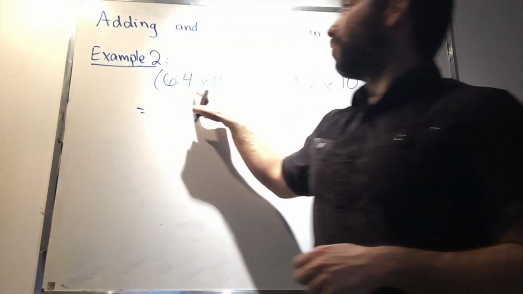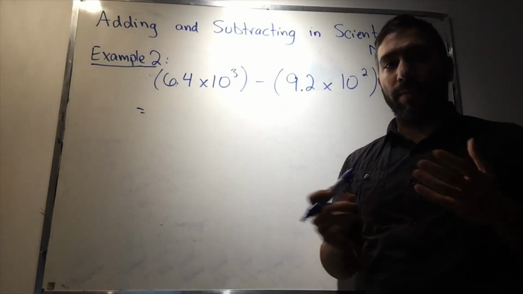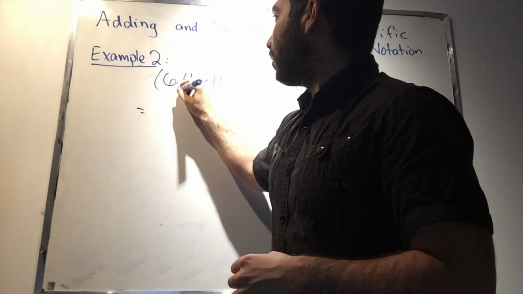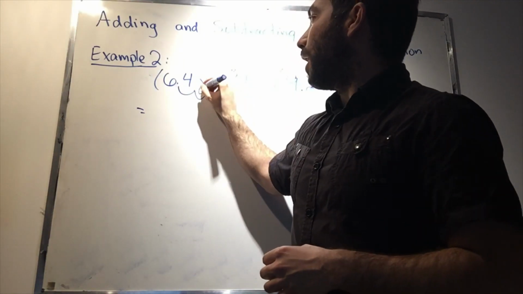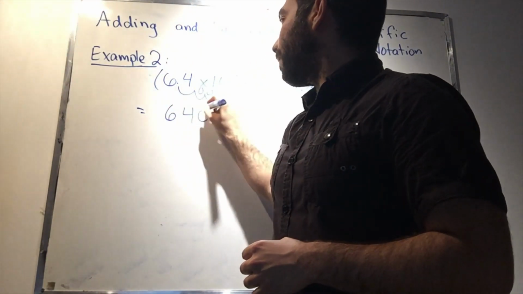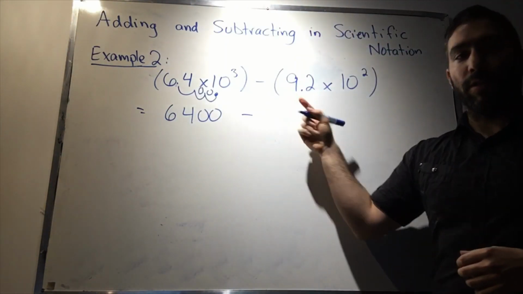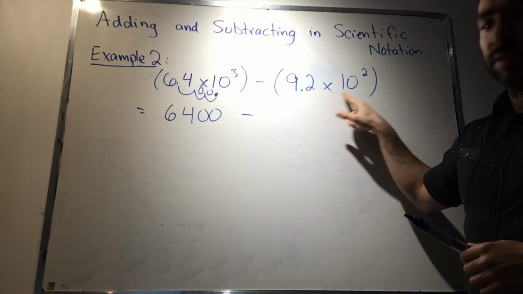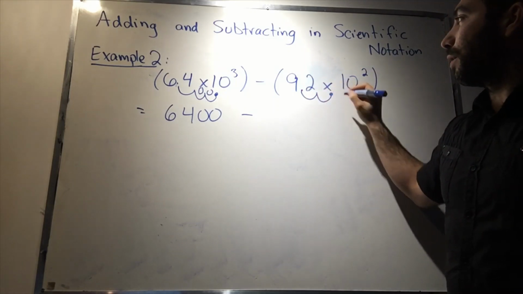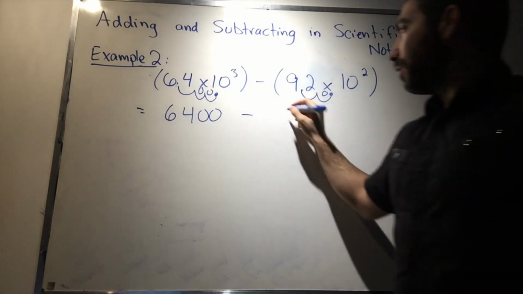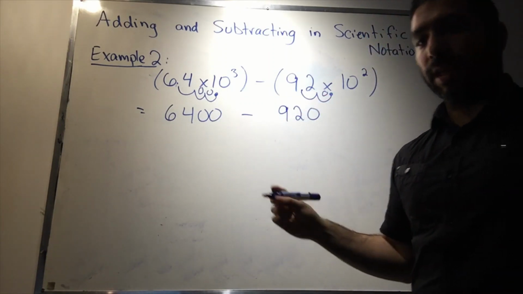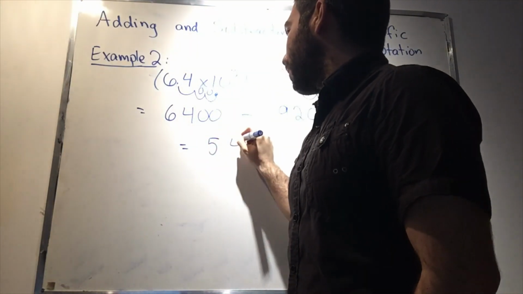So let's begin with the 6.4 times 10 to the 3. In this case here, the exponent is positive 3, so we have to move the decimal 3 times to the right. So let's go ahead and count 1, 2, 3. Put our decimal place here and fill the empty spots with zeros. So we get 6,400 minus, let's look at this bracket on the right. So we have 9.2 times 10 to the positive 2. So since the exponent is positive, we move the decimal to the right 2 times and fill in the gaps with zeros. So this gives us 920. So now we do 6,400 minus 920, and that gives us 5,480.